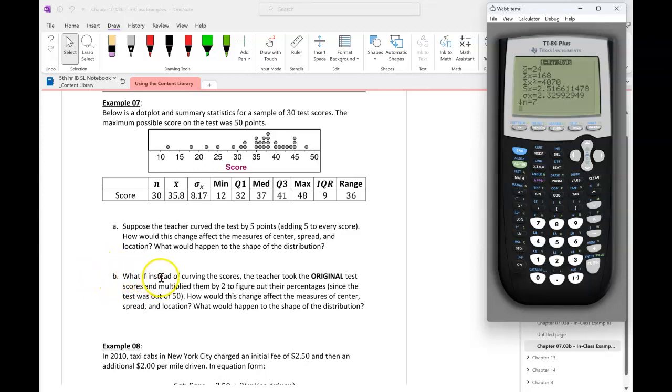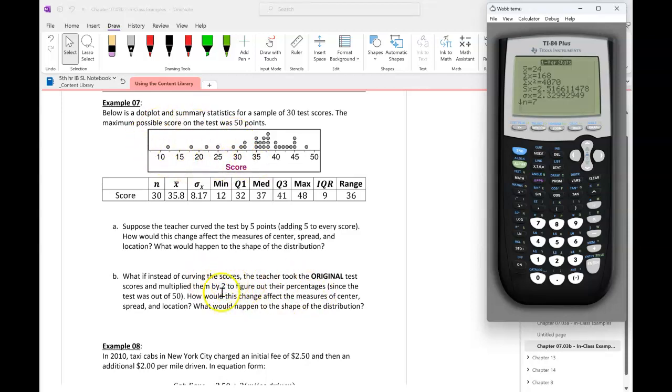All right, part B says, what if instead of curving the scores, the teacher took the original test scores and multiplied them by 2 to figure out percentages? Since the test was out of 50, how would that change the measures of center, spread, and location? Oh, we didn't answer the distribution. What would change in the shape of this distribution? Nothing, right? It just shifted, everything's just shifted right 5 units, but the shape is still the same. What would we say the shape is here? Skewed left. Good. You see the big long tail to the left.